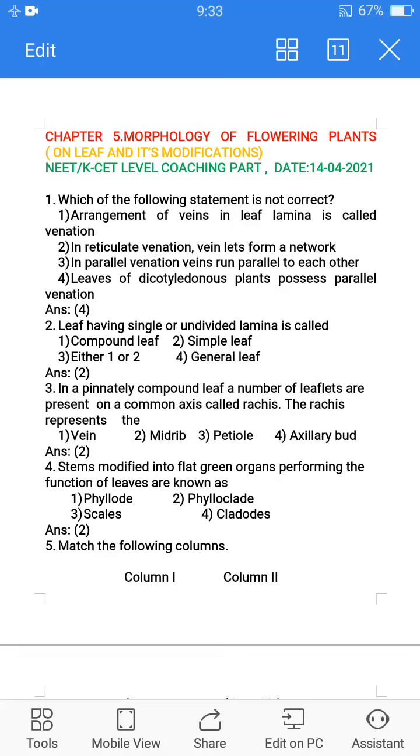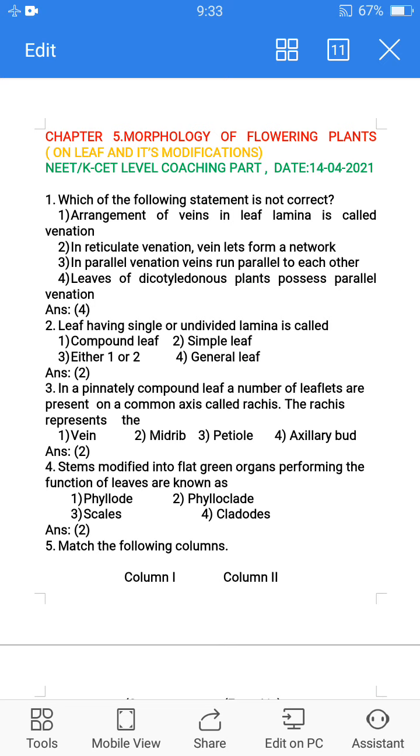Good morning students. In this video we are going to discuss morphology of flowering plants. Subtopic: leaf and its modifications. Let us discuss some NEET and K-CET level coaching part.